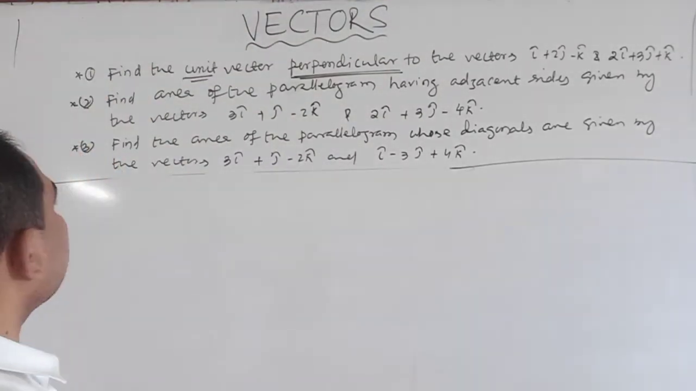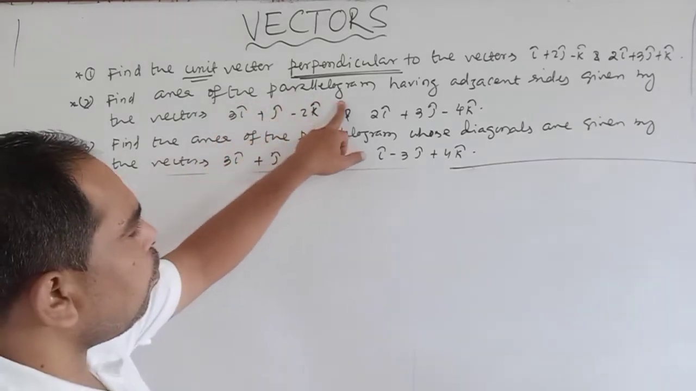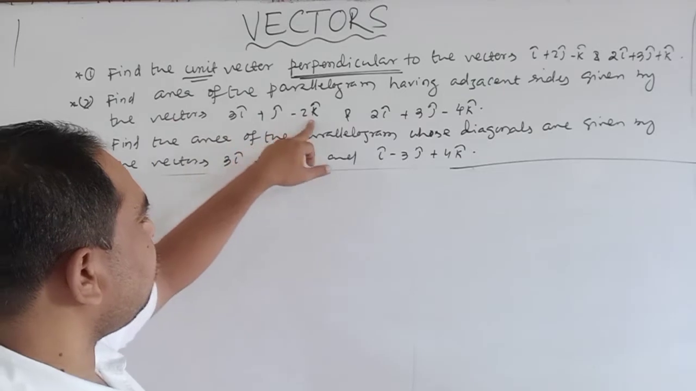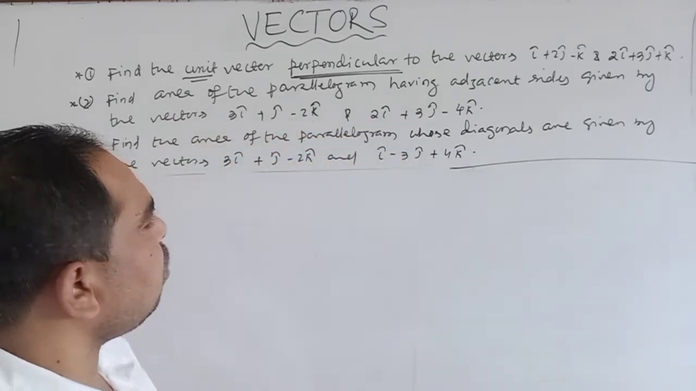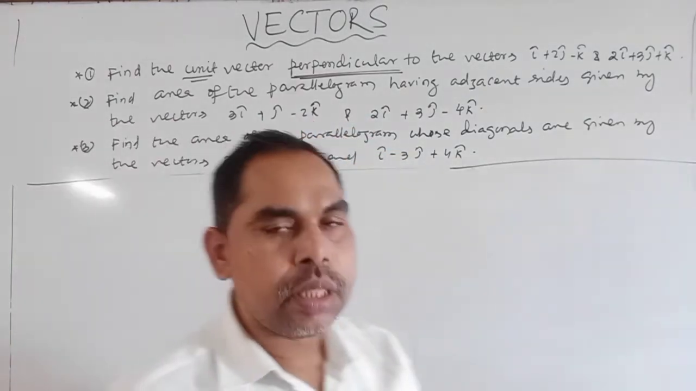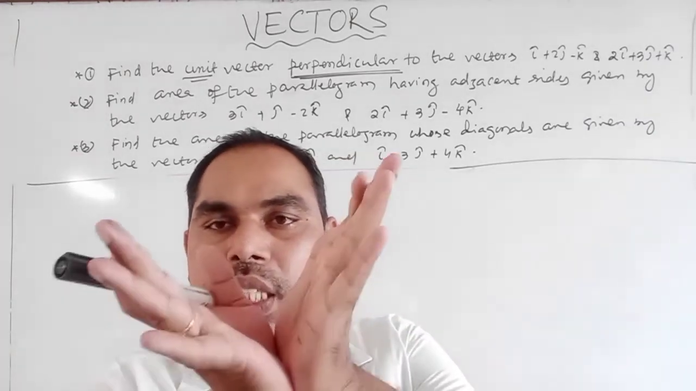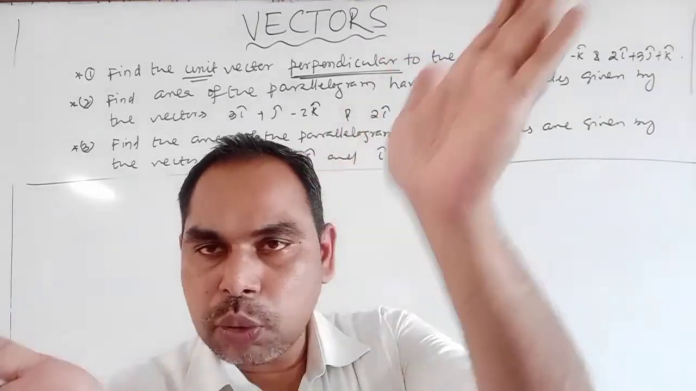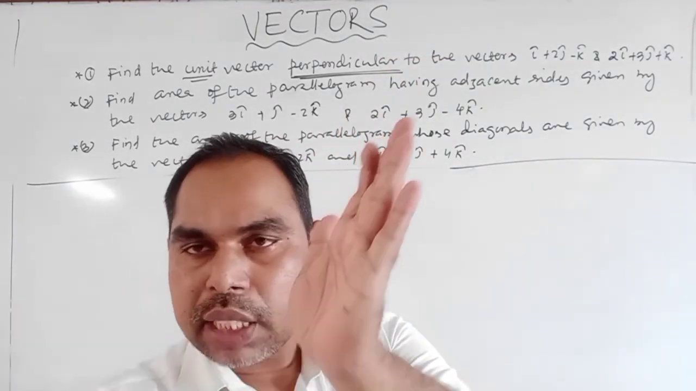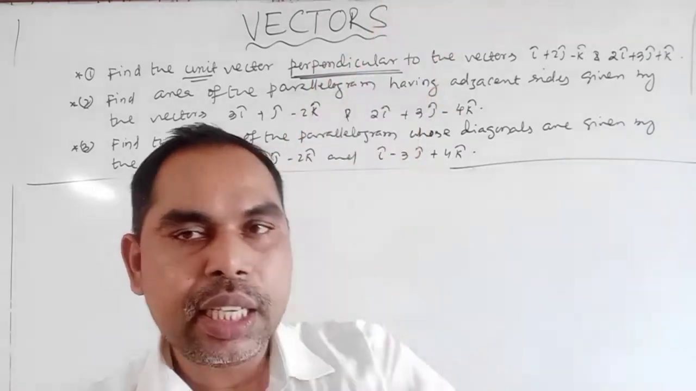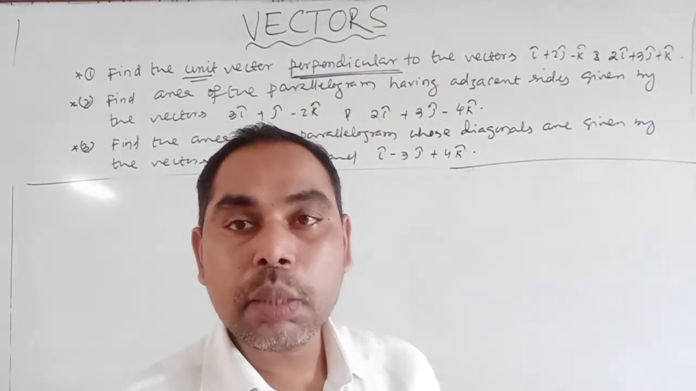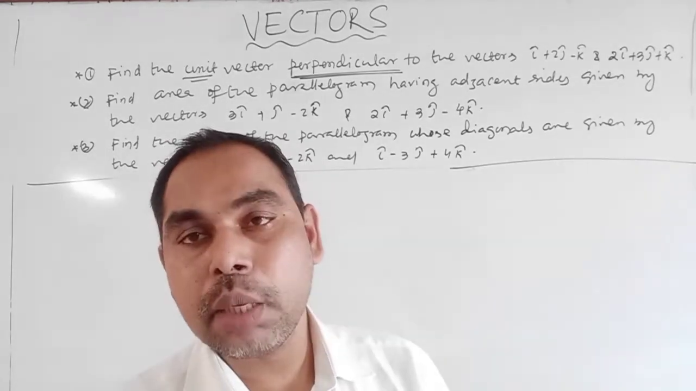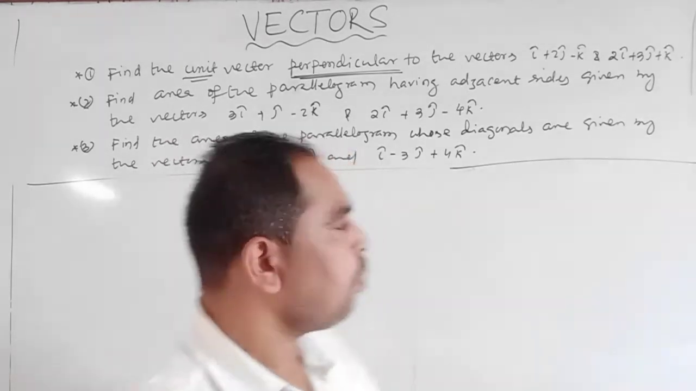Next question, find the area of the parallelogram having adjacent sides given by the vectors 3i plus j minus 2k and 2i plus 3j minus 4k. Means to find the area of the parallelogram, the two sides are adjacent to each other, side by side, one given by a vector and one by b vector. So area of the parallelogram means the magnitude of a vector cross b vector. Area of the parallelogram. Okay.